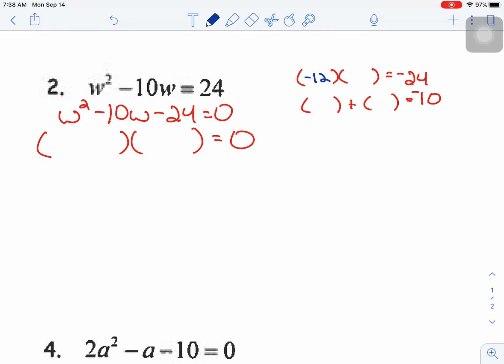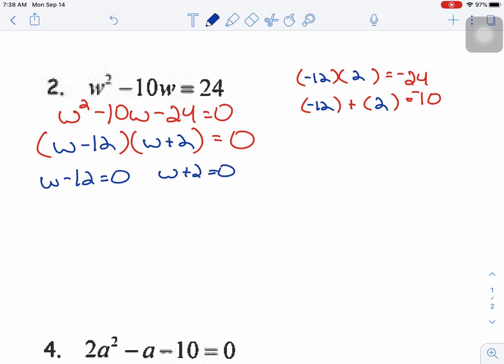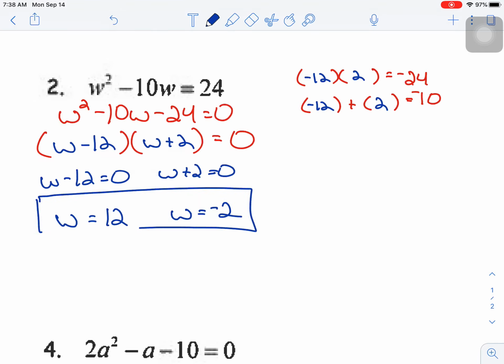In fact, I'm going to try negative 12 and positive 2. I know that multiplies correctly, and negative 12 plus 2 absolutely makes negative 10. So those are the numbers I want to use in my two factors. So we're going to have w minus 12 and w plus 2. Once it's in factored form, I'm going to take each factor and set it equal to 0, and solve these. So w is equal to positive 12 and w is equal to negative 2. So there's my two answers.